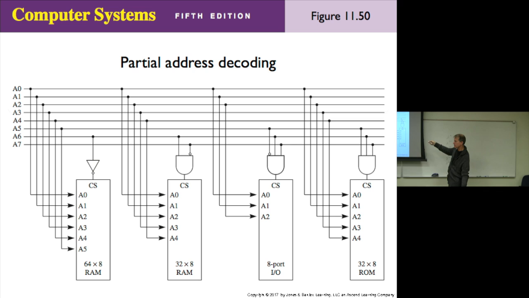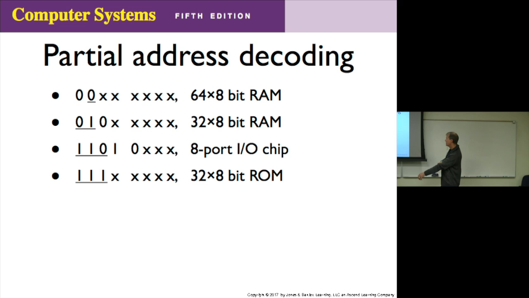Yes? Couldn't you just do this with A5 and A6? Oh, good observation, maybe. A7, A6, A5. Yeah, that is a good observation. If we do that, would we get in trouble? Oh, 01. Oh, no. Because you're only restricting 01.